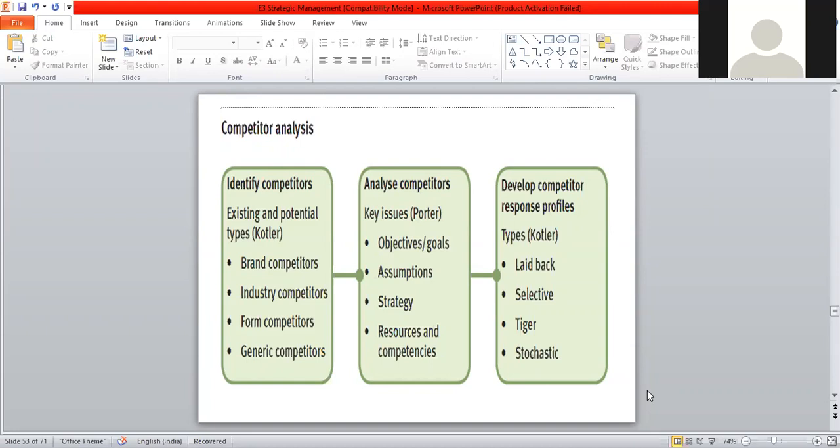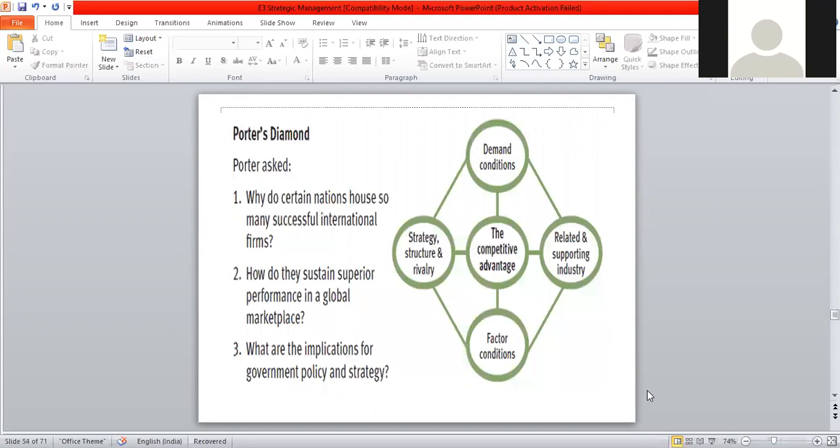And when you react, how do you react? Do you react to everything, selective, or react very aggressively? For even small changes, you take major decisions. That is an aggressive reaction, or there is no particular pattern in which you respond. Then we have Porter's diamond.